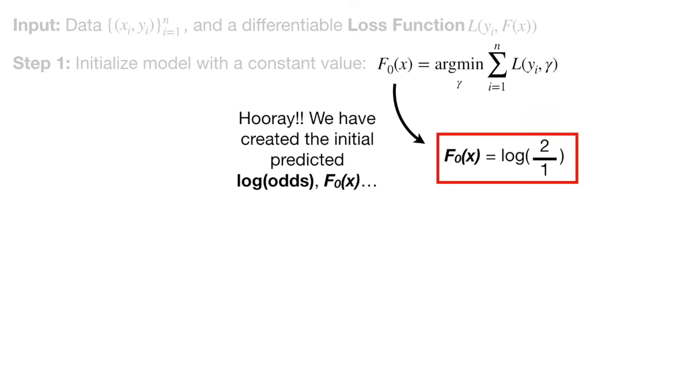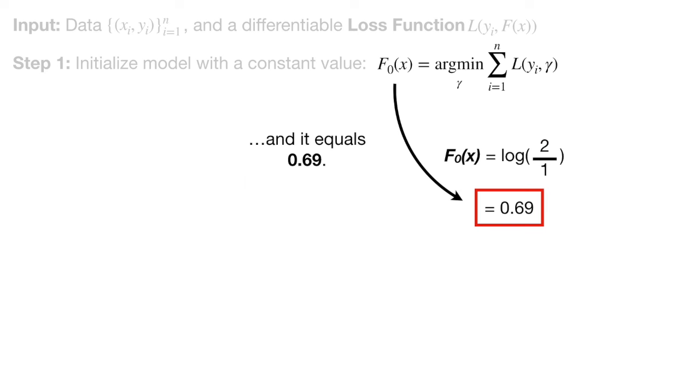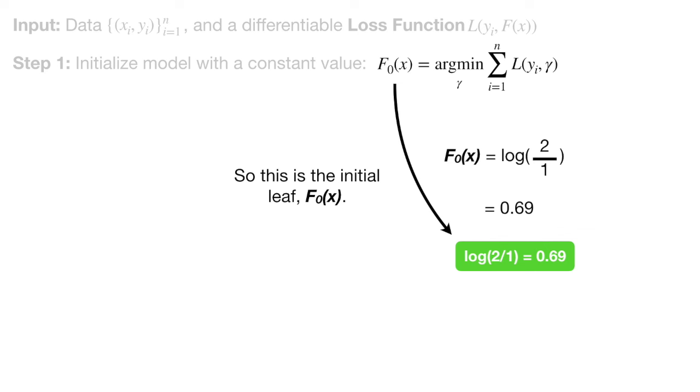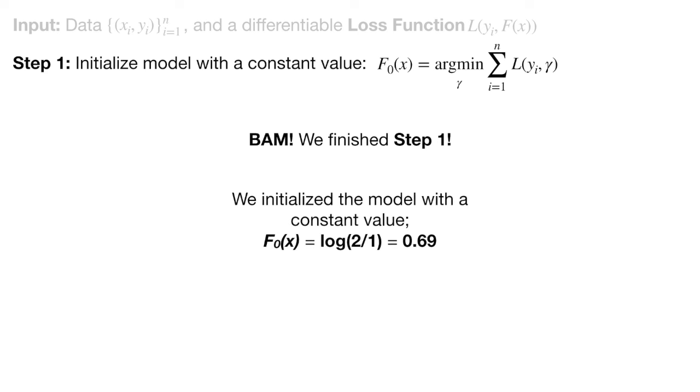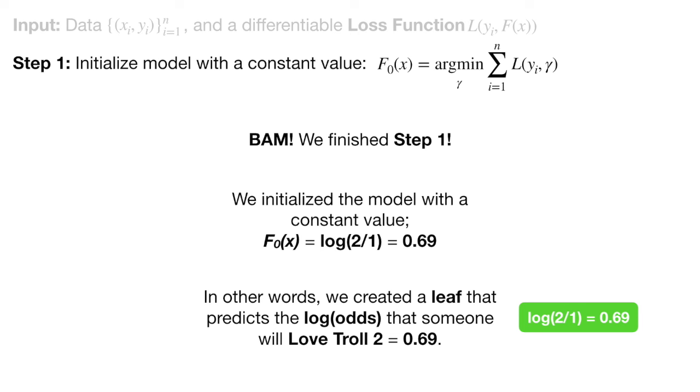Hooray! We've created the initial predicted log odds, f sub 0 of x. It equals 0.69. So this is the initial leaf, f sub 0 of x. Bam! We finished step 1. We initialize the model with a constant value, f sub 0 of x equals the log of 2 divided by 1, which equals 0.69. In other words, we created a leaf that predicts the log odds that someone will love Troll 2, and it equals 0.69.